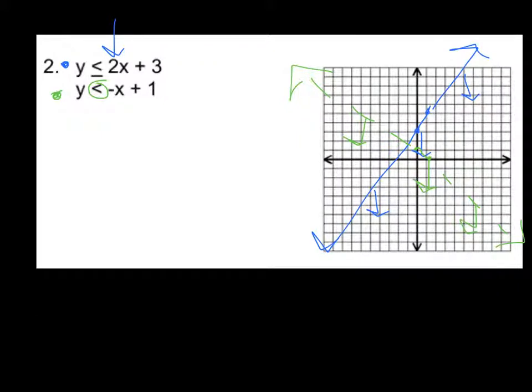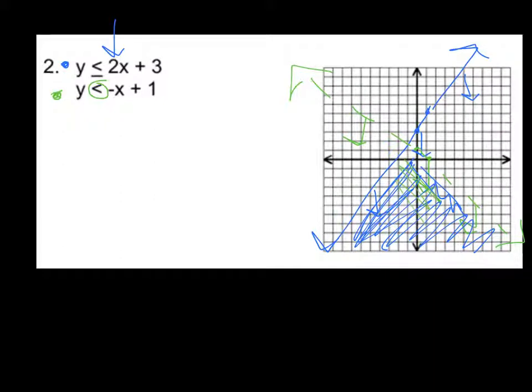Now, where would the overlapping shaded region be? You can tell where it would be overlapping because there should be blue and green arrows pointing in that direction. So the overlapping region would occur right here in this little triangular region between the lines, which is what I am going to shade in.